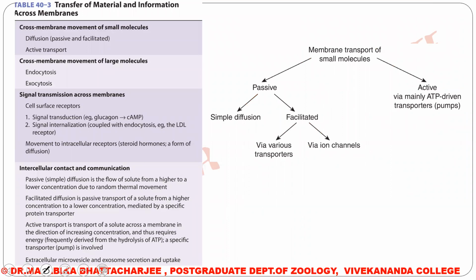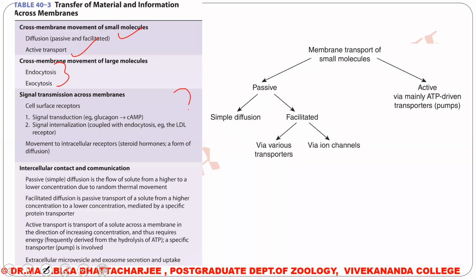Now, if we look at the transfer of material and information across the membranes, we discussed diffusion, that is passive and facilitated. We just now discussed active transport. When there is cross-membrane movement of large molecules, we studied it can be vesicular movement that involves endocytosis and exocytosis.